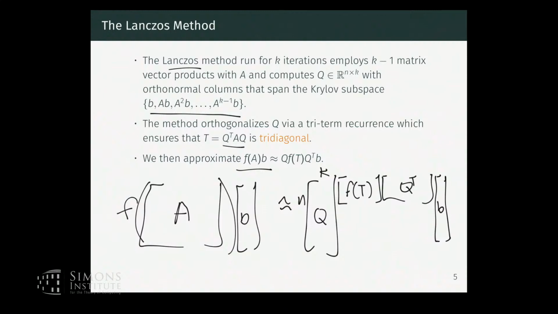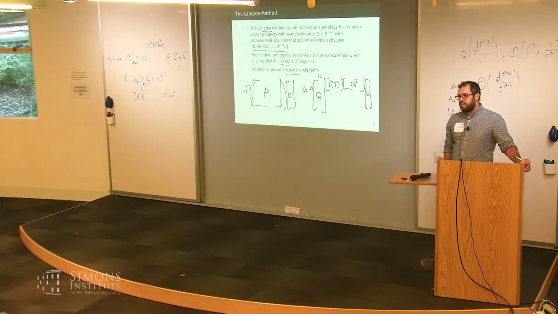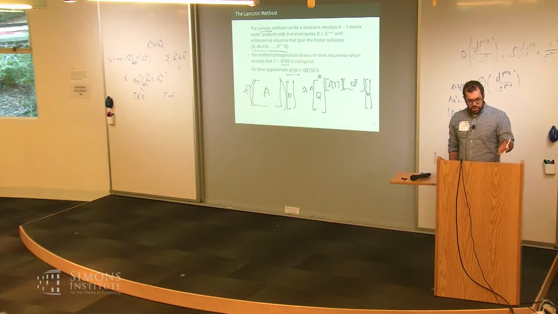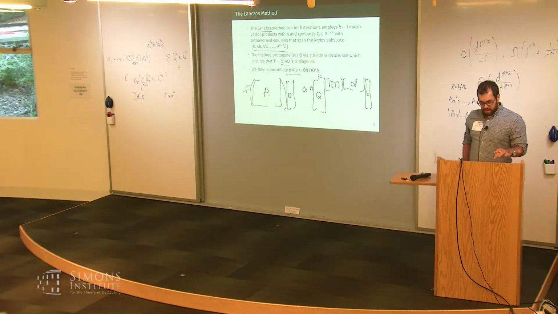It's totally agnostic to the function you're approximating, in the sense that the only place f comes in is you apply f to T. Other than that, the method's totally generic. Okay, questions on that so far? I'll give you the motivation behind this method in a second. Like, why are we doing this? I mean, this looks a little bit crazy. What's going on here?